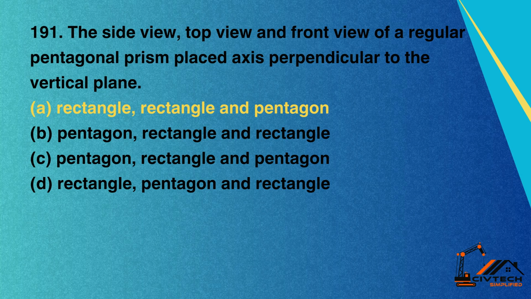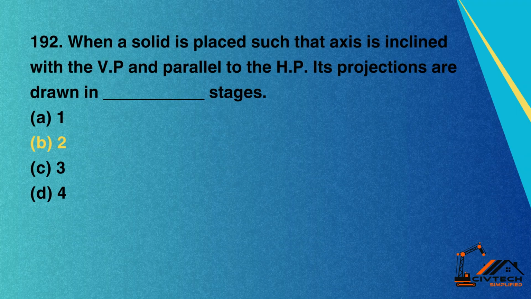191. The side view, top view, and front view of a regular pentagonal prism placed axis perpendicular to the vertical plane. A. Rectangle, rectangle, and pentagon. B. Pentagon, rectangle, and rectangle. C. Pentagon, rectangle, and pentagon. D. Rectangle, pentagon, and rectangle. Correct option: A, rectangle, rectangle, and pentagon.